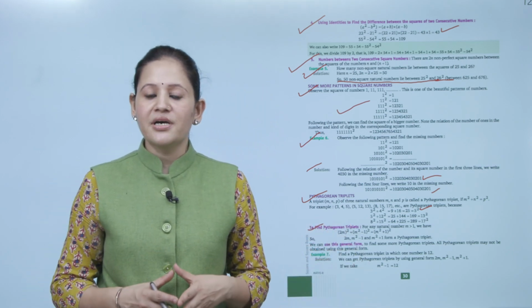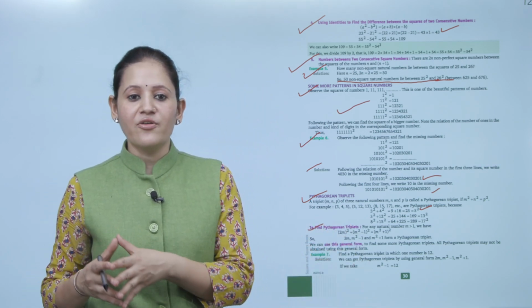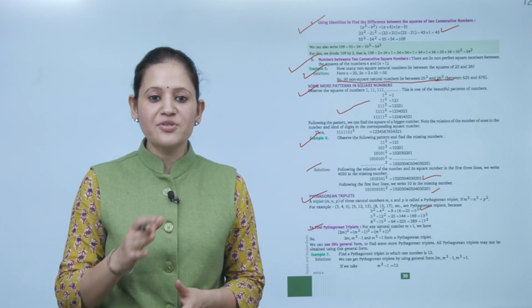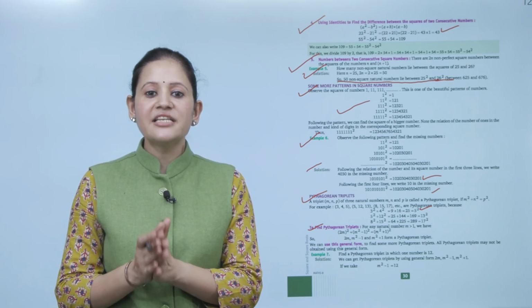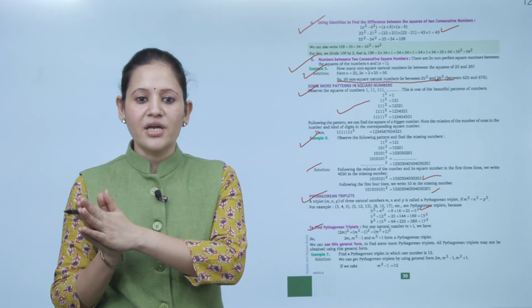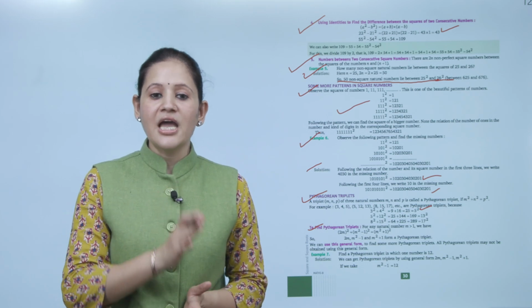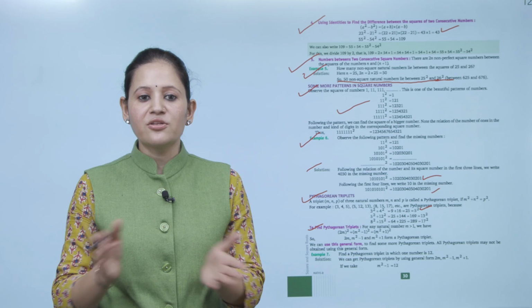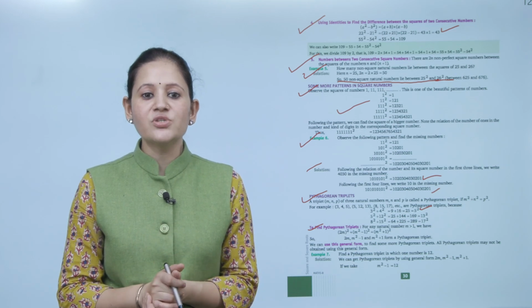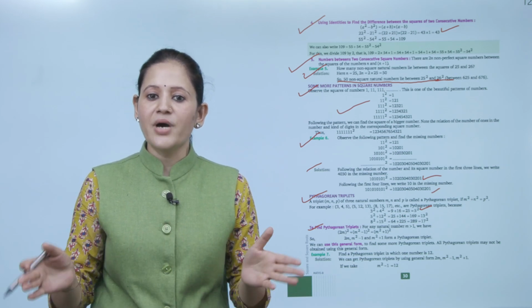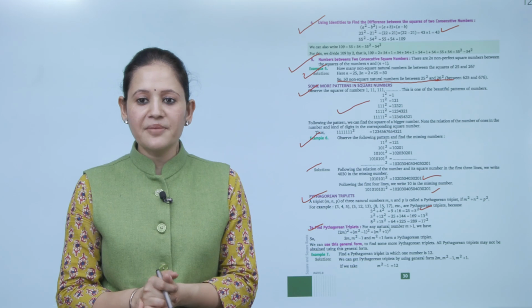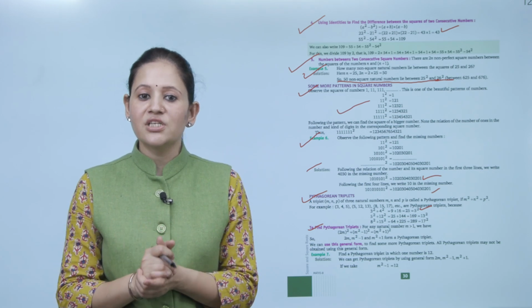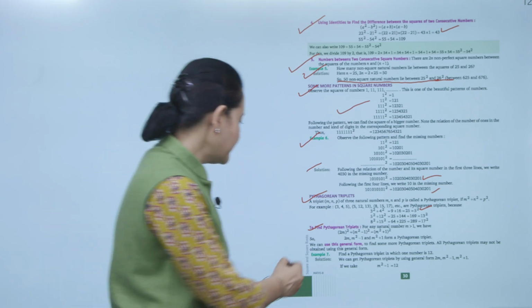Next, to find the Pythagorean triplets. For any natural number m greater than 1, we have (2m) square plus (m square minus 1) square equals (m square plus 1) whole square. So 2m, m square minus 1 and m square plus 1 form the Pythagorean triplet. We can use this general form to find some more Pythagorean triplets. All Pythagorean triplets may not be obtained using the general form. We'll take an example here.